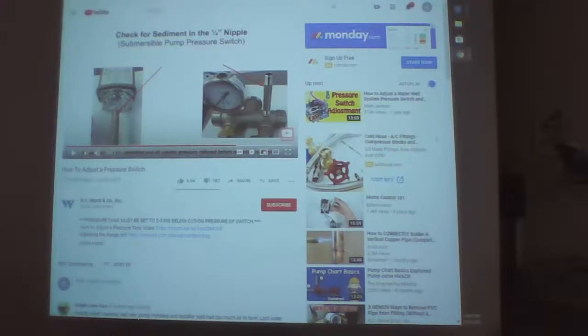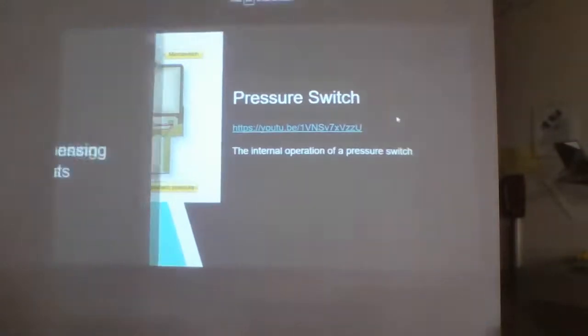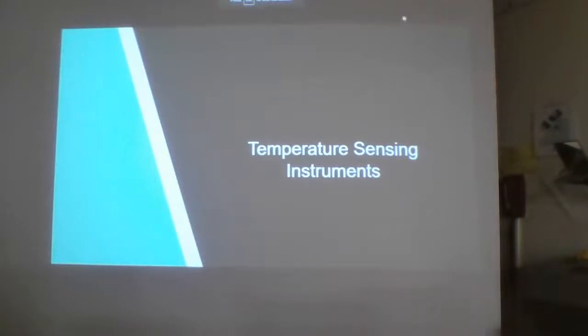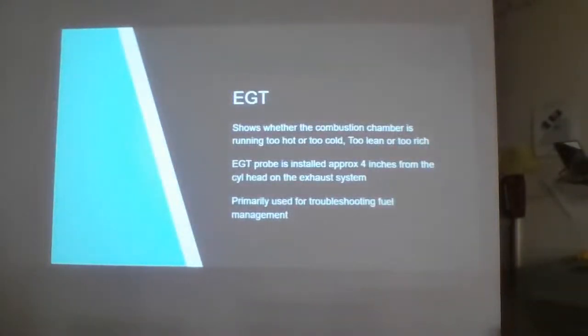Okay, so the internal operations of a pressure sensor switch. And we will begin talking about our temperature sensing instruments. We have our EGT, exhaust gas temperature indicating system. The exhaust gas temperature system shows whether the combustion chamber is running too hot or too cold, too lean or too rich. Gives us a conditional reading of the internal of the engine.